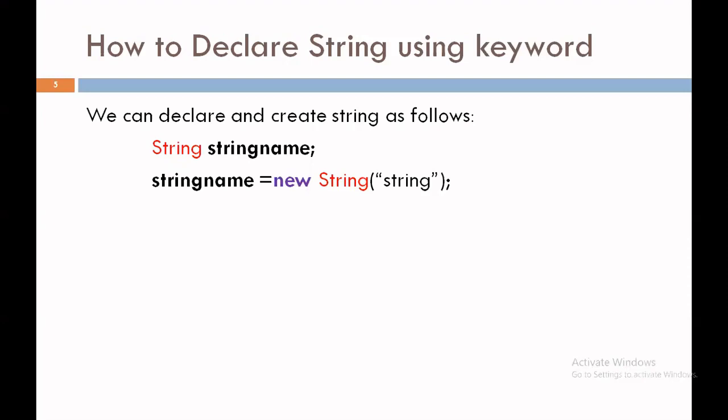So in Java, String is also a class. So we use the new keyword to create a string in Java. Let's see one example, like String str equal to new String("vpmp"). Here vpmp is the value of str. So we can also create a string using the new keyword.